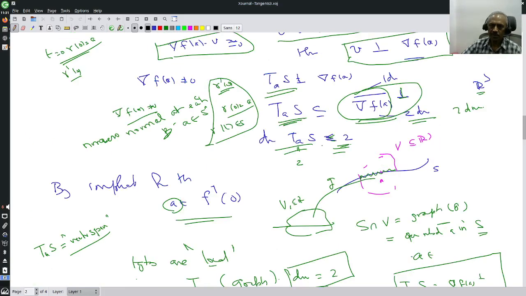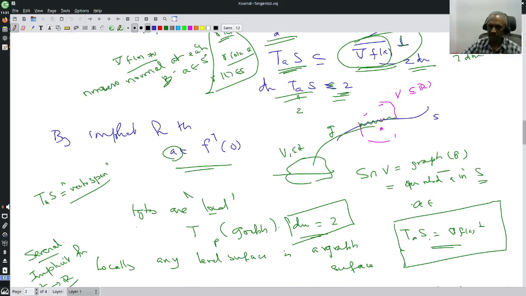Therefore, what we have is that T_A S is a two-dimensional vector subspace of this two-dimensional space, that is, the orthogonal complement of the gradient of F at A. Therefore, equality holds. So, what have we shown? T_A S is nothing other than the orthogonal complement of the gradient of F at A.